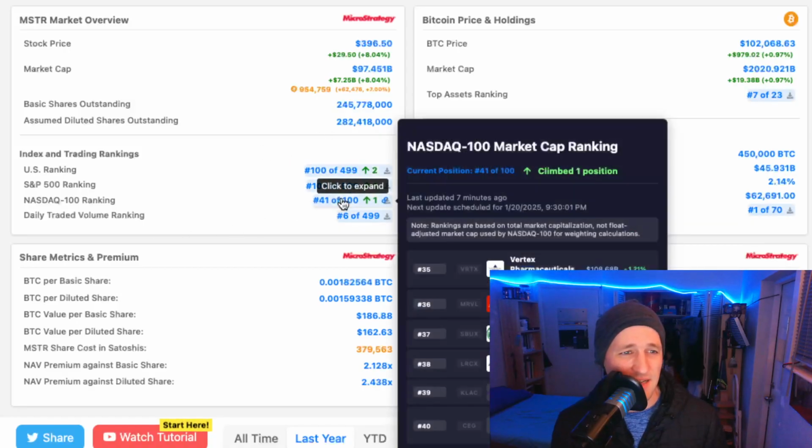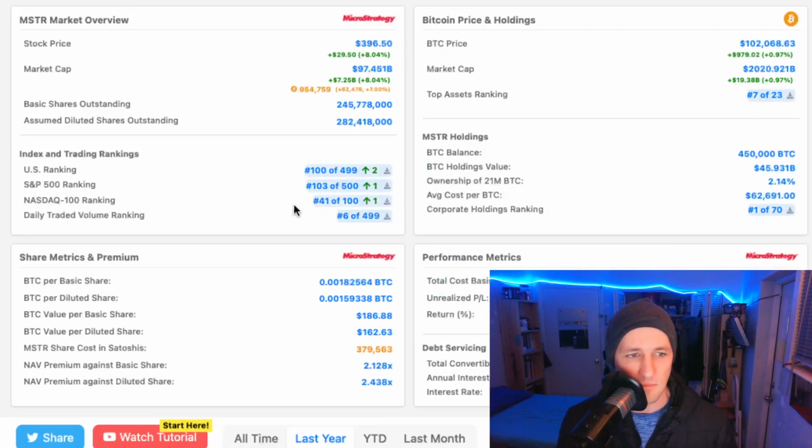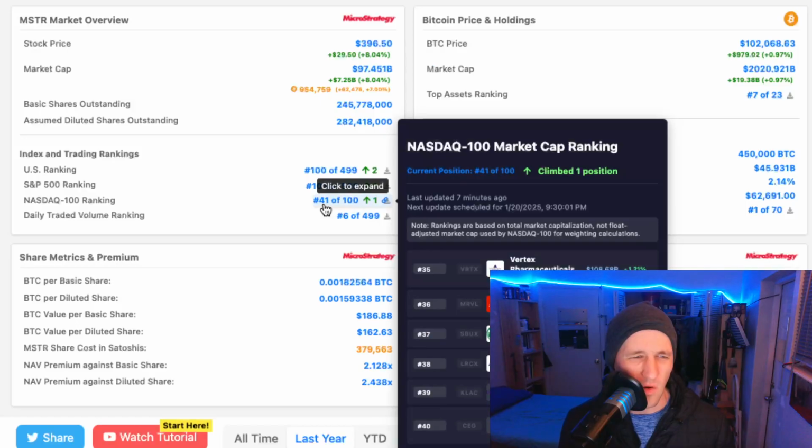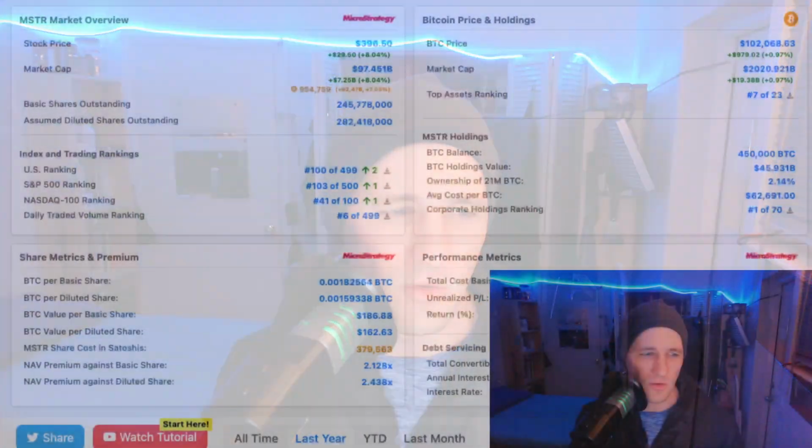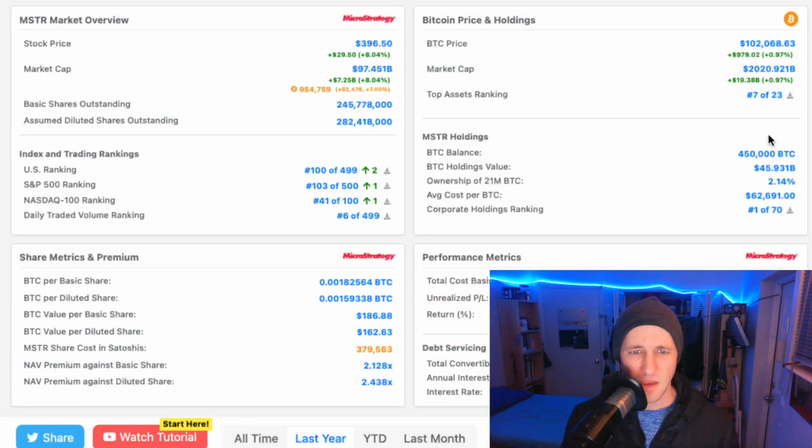But here's their NASDAQ rating. They've only been in the NASDAQ 100 for less than a month, or maybe a month now, but they're already at 41 out of 100, at least as far as their trade rankings. I don't quite know how they reckon that. That's probably based on volume or something. But their Bitcoin balances here, what their holdings are worth.